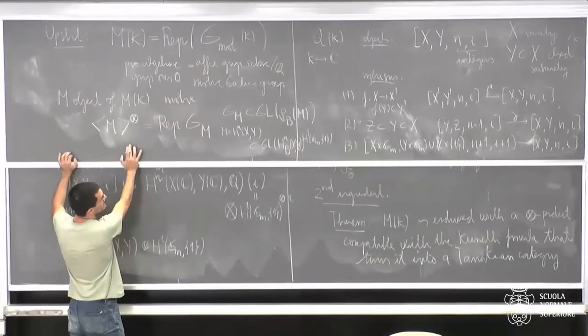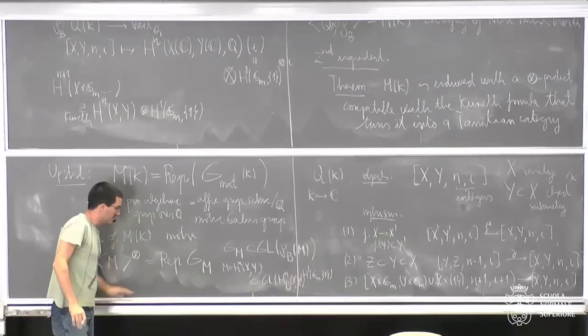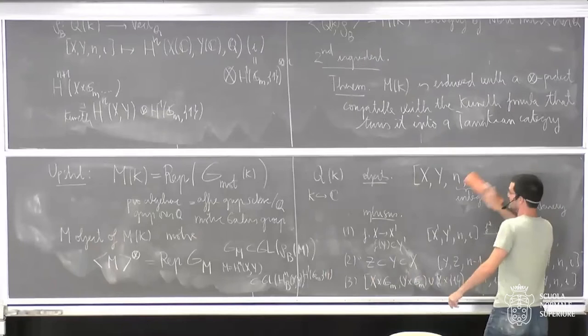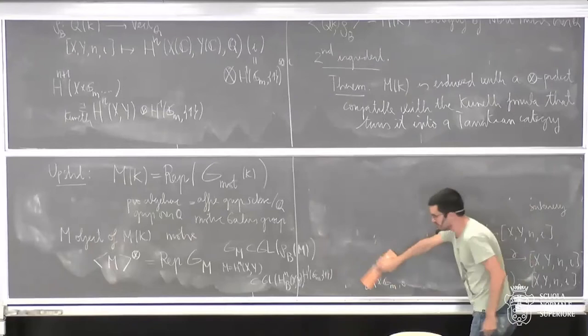In the case where M is the cohomology of a smooth projective variety, this is supposed to be the Mumford-Tate group. And for the example I was giving of the logarithm, it is the affine group.